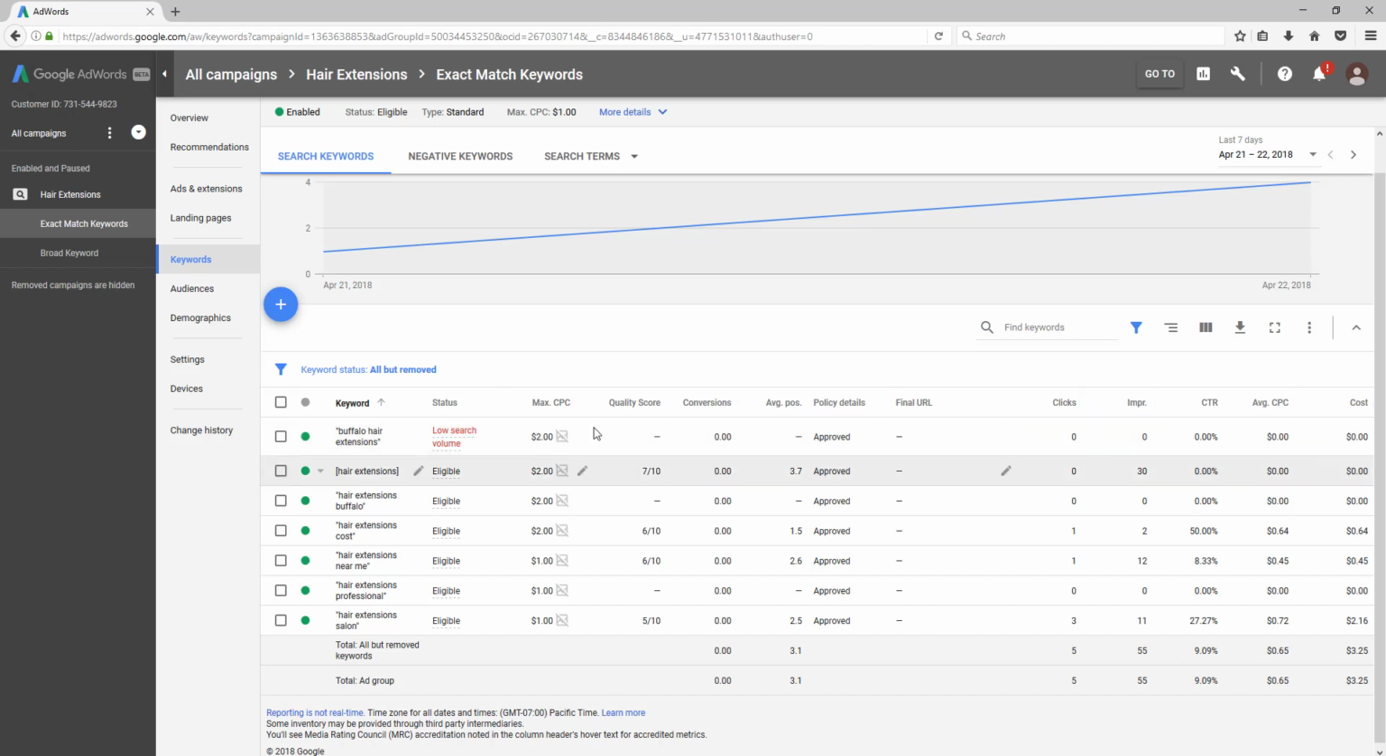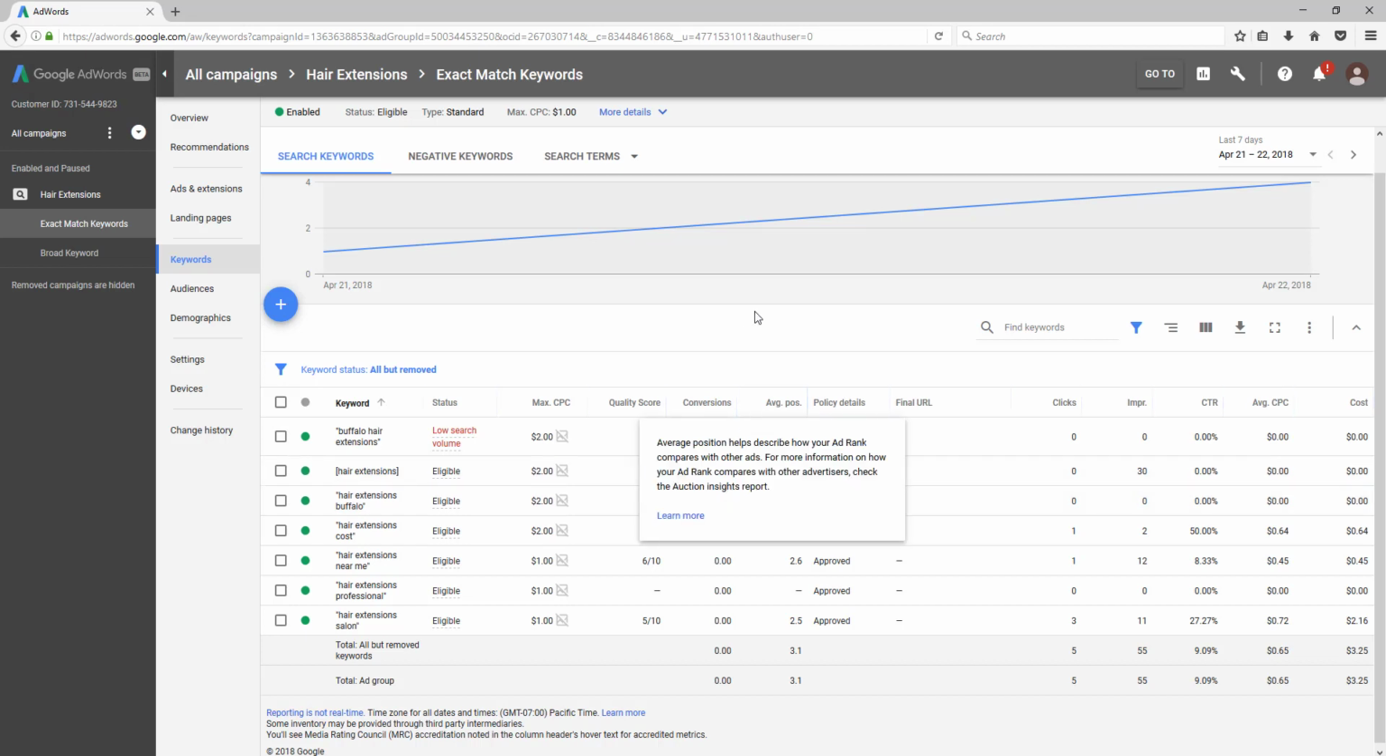So it could be your ad, it could be your page, it could be your product, but you want to figure out why you aren't converting. And then you also want to see the ones that are converting a lot and put a lot of time and money into that.